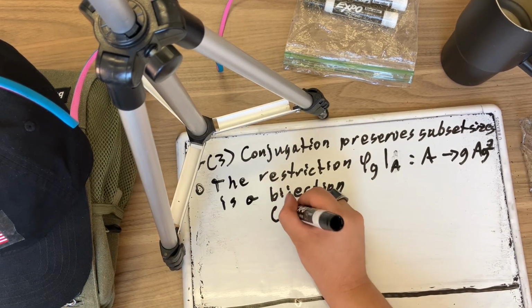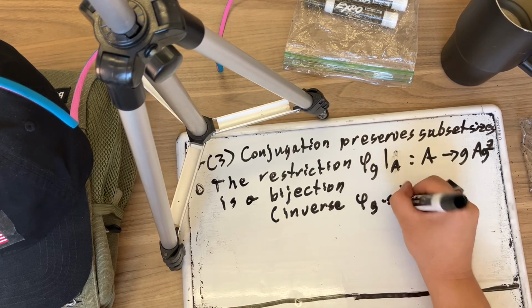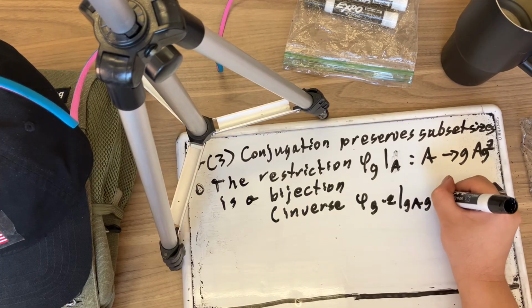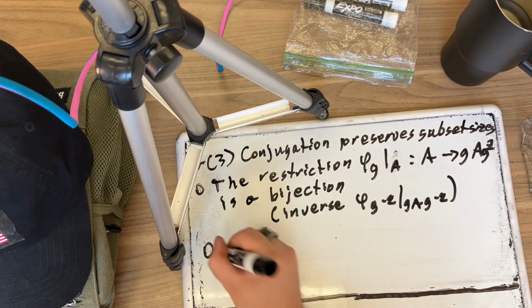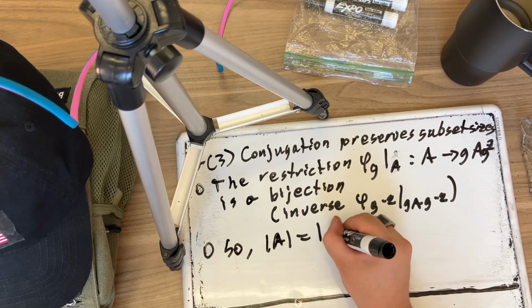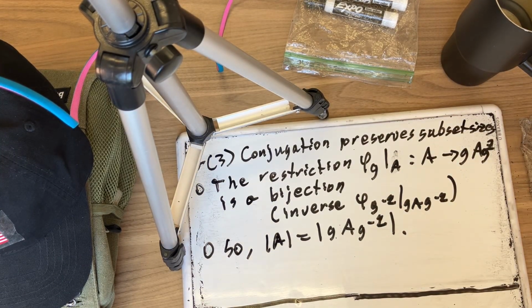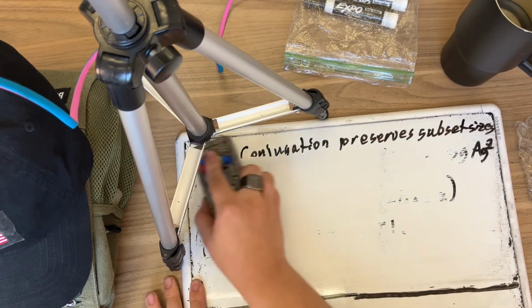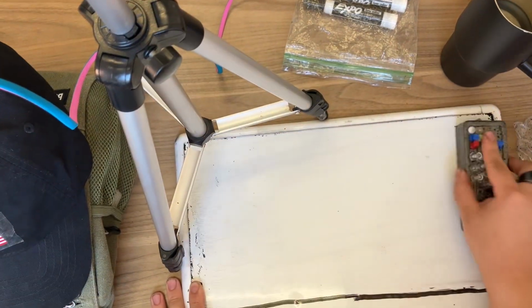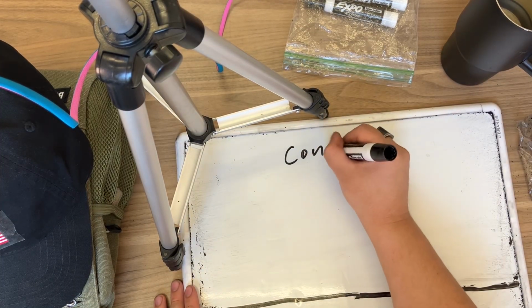So let me put a note here. Inverse, phi g to the negative 1 for g to the negative 1. So it's accounted for with the inverse. So the order of a is equal to the order of g inverse, okay? So that holds. All right. So we have our 3 parts there accounted for. Now let's see what we can conclude.